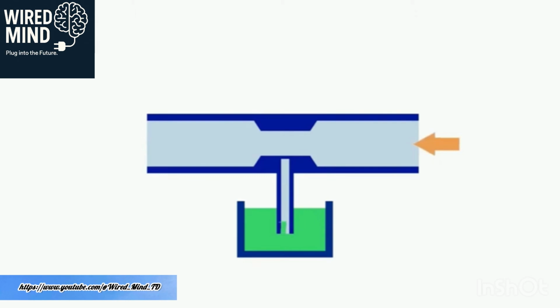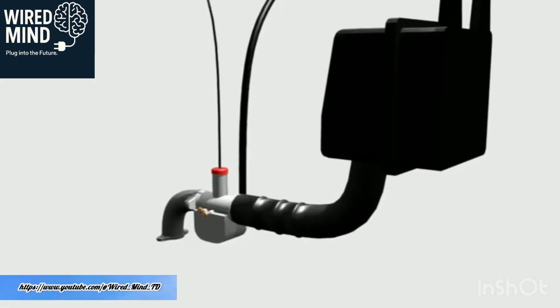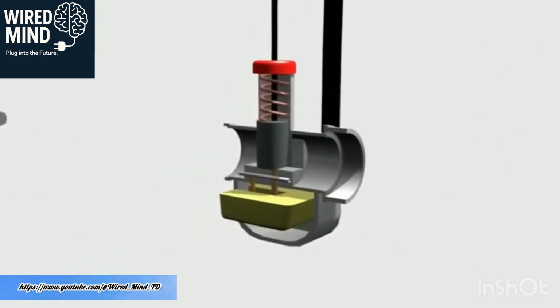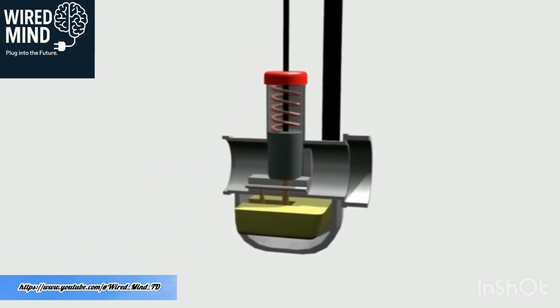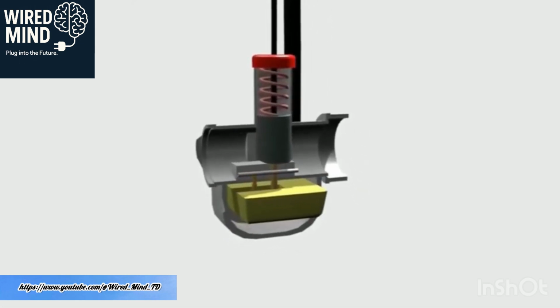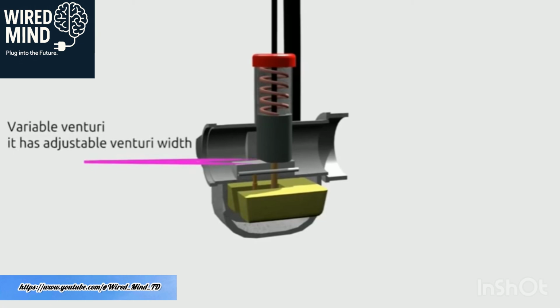But how does the carburetor control the engine RPM? Please see the anatomy of this carburetor. This is a variable venturi carburetor. In this type, controlling RPM is done by adjusting the width of the venturi.